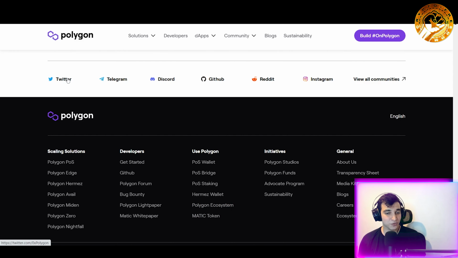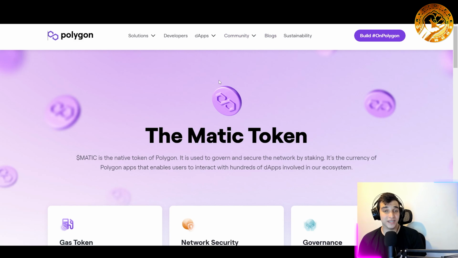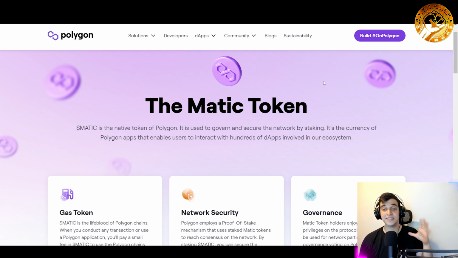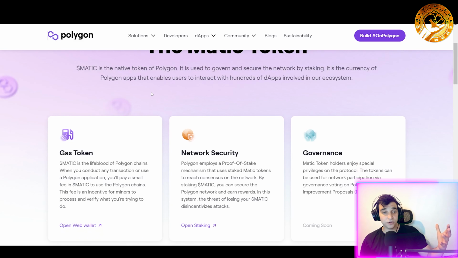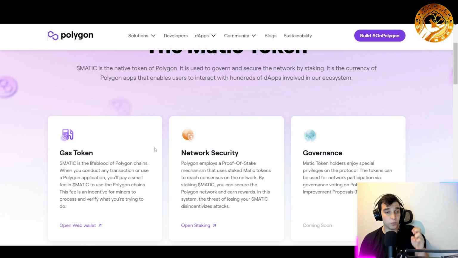As you saw in their Twitter, you can see the Matic token that they talked about. Now, what is actually the Matic token? So Matic is actually the native token of Polygon, and it is used to govern and secure the network by staking, meaning that it's the currency of Polygon apps that enables users to interact with hundreds of dApps that are involved in their ecosystem. So their gas token is actually the lifeblood of Polygon chains, meaning that when you conduct any transaction or use a Polygon application, you will pay a small fee in Matic to use the Polygon chains.